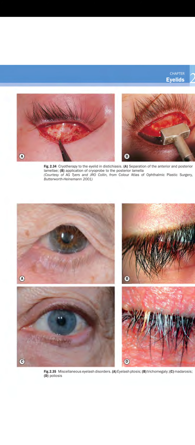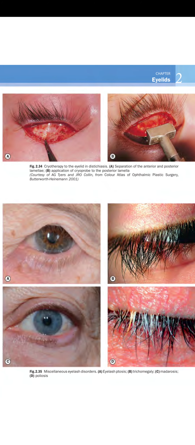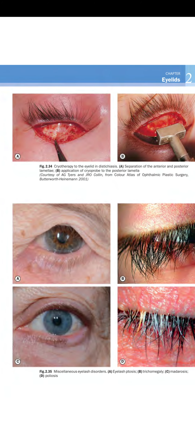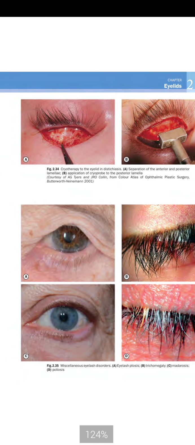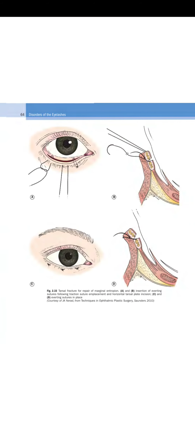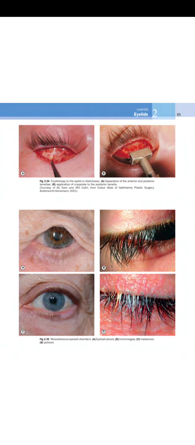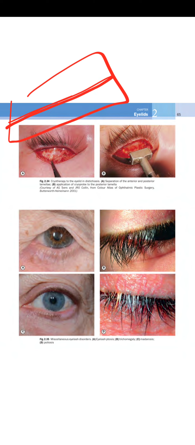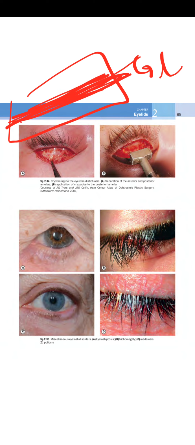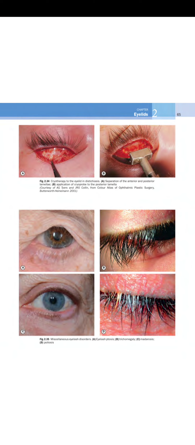Cryotherapy to the lid margin in distichiasis: separation of the anterior and the posterior lamellae. B. Application of the cryo probe to the posterior lamellae. In case of distichiasis, you know that the meibomian gland is producing the hair follicles as well. So in that case, you have an anterior lamella and posterior lamella, which is divided by the gray line, and you incise the lid margin from that area, and you divide the anterior lamella and posterior lamella. And basically you place the cryotherapy.